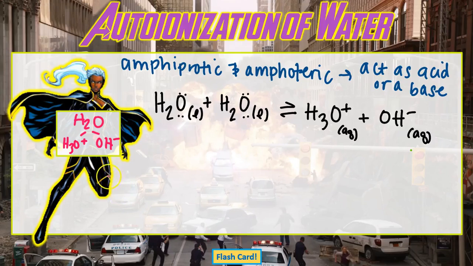So we have seen water, or H2O, as an amphiprotic substance, meaning that it can donate a proton or accept a proton. And as a Bronsted-Lowry definition, that means it can act as an acid or a base. You might often see another term called amphoteric, which is interchangeable with amphiprotic. It simply means that it can act as an acid or a base.